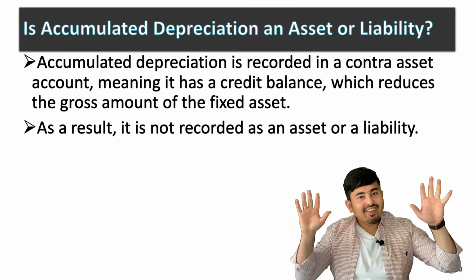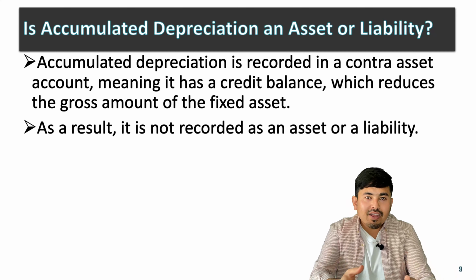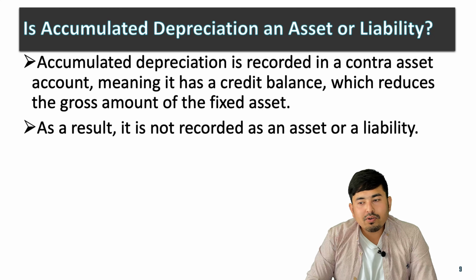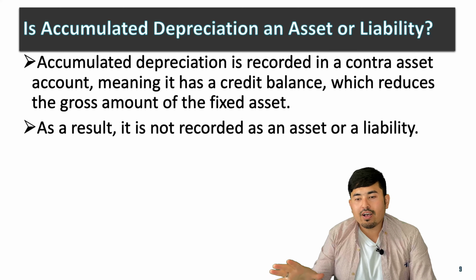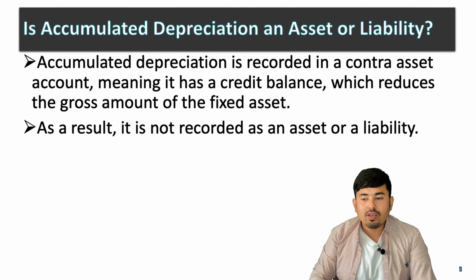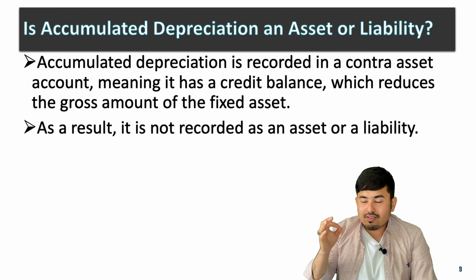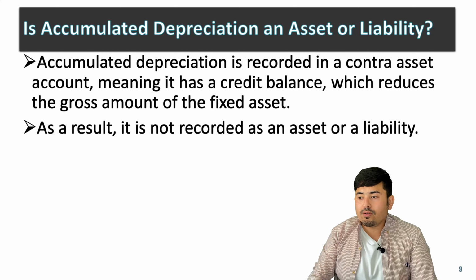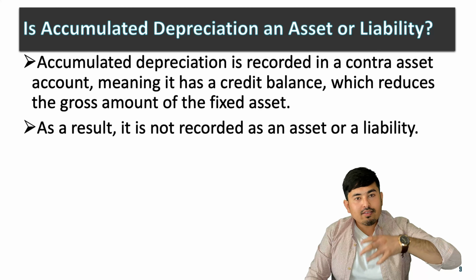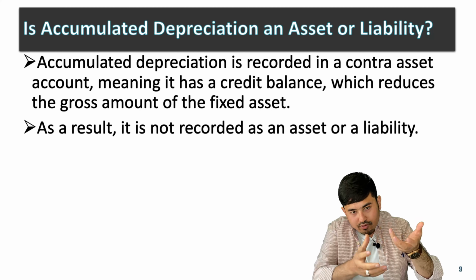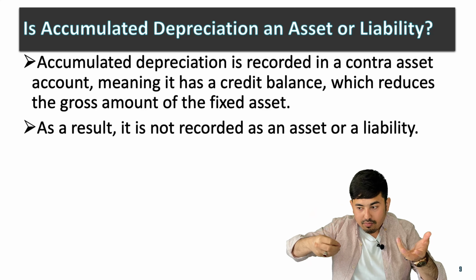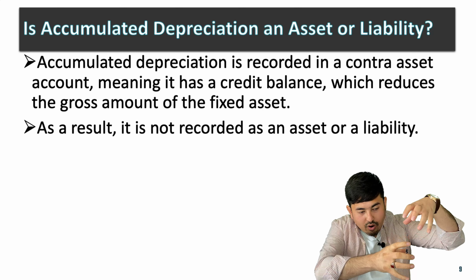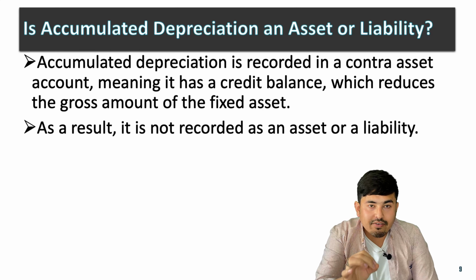Oh, come on. Is it an asset or a liability when it's a contra of the asset? Accumulated depreciation is recorded in a contra asset account. It means the opposite account, meaning it has a credit balance. It means an increase will be a credit entry and a decrease will be a debit entry, which reduces the gross amount of the fixed asset. It means it works opposite.